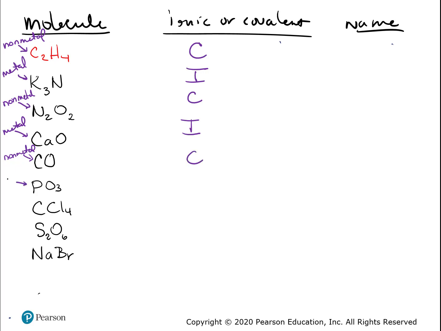PO3? Covalent. CCl4? Because carbon, again, nonmetal. S2O6? Covalent. I was just trying not to trick you into getting every other. And then the last one, NaBr. Ionic, because see, this one's a metal. That's ionic. So you can see that's really the simplest way.